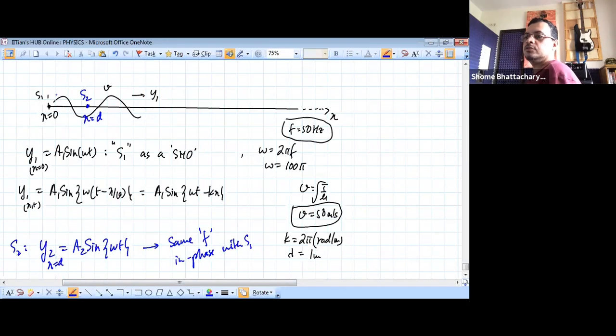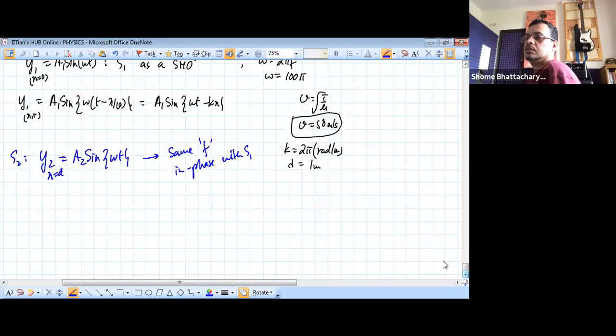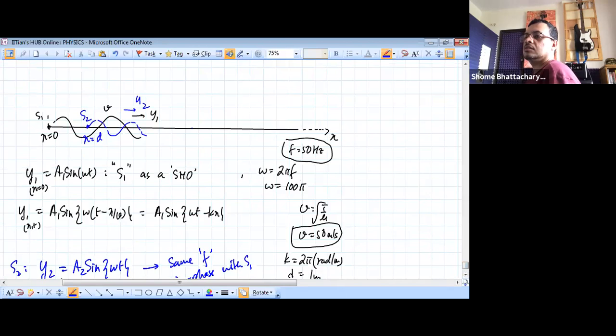So now the wave that this one is creating, that wave as a function of x and t will become A2 sine omega into t minus. Now see, at any point like this, at any point P where x is equal to x, the second wave is traveling how much distance? It's traveling less. It's traveling less by d.